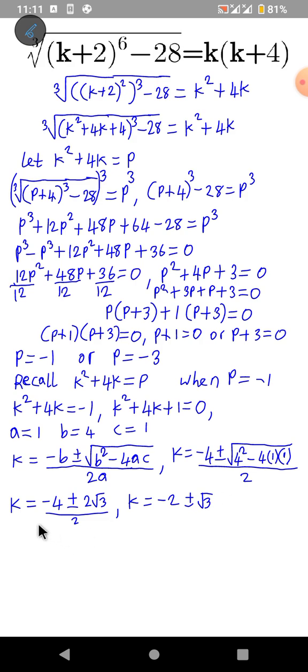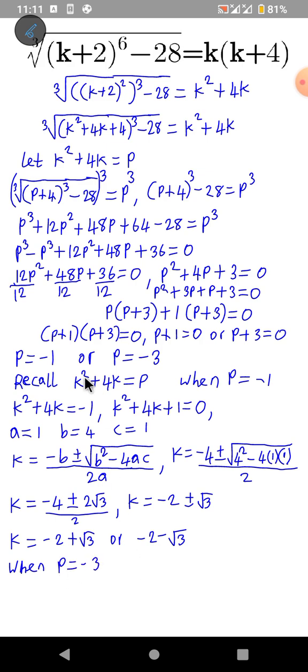My first value for k now is that k is equal to minus 2 plus root 3 or minus 2 minus root 3. Now this value for k was gotten when p is equal to minus 1. So now let's solve again when p is equal to minus 3.